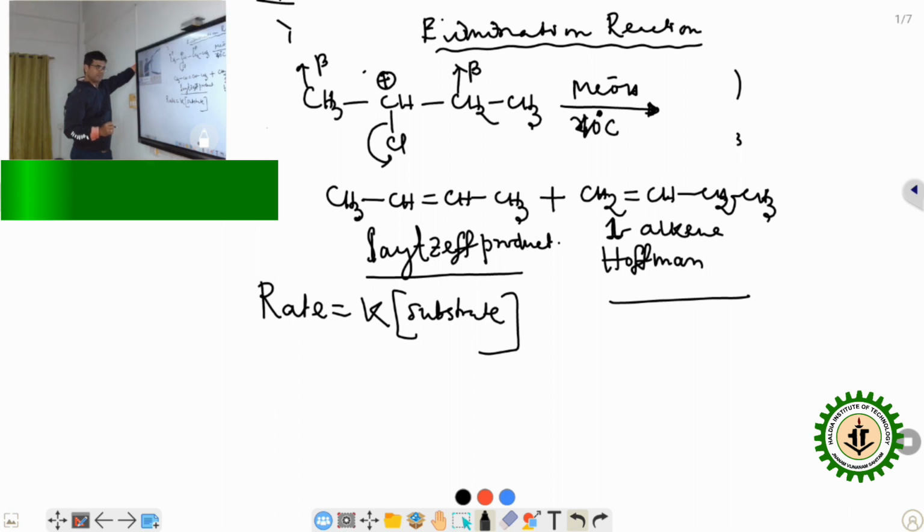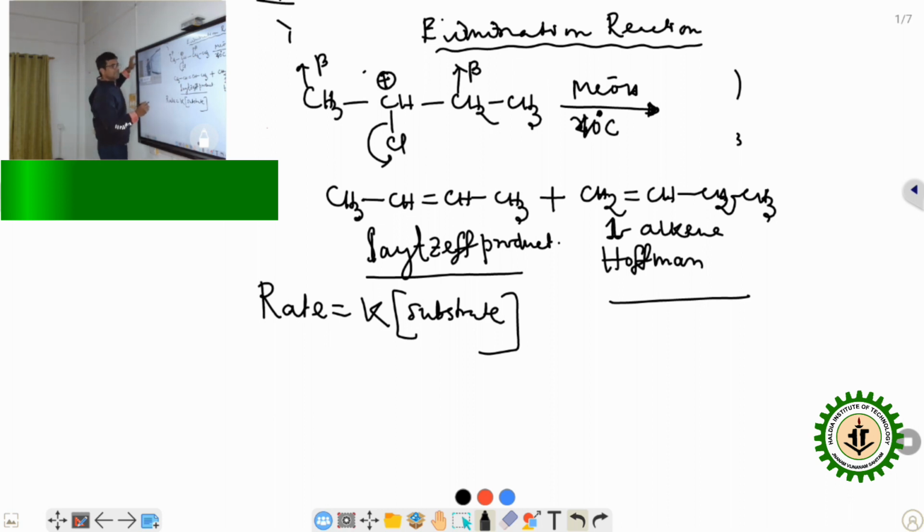And as for the role of base, a weak base will be used here, because the first step in this reaction leads to the formation of only the carbocation. The second step is where the base will abstract the beta hydrogen. Here the base could be strong or weak, it does not matter, but actually a weak base will be used in this reaction for the second step. So this is all about the elimination reaction of E1 type.